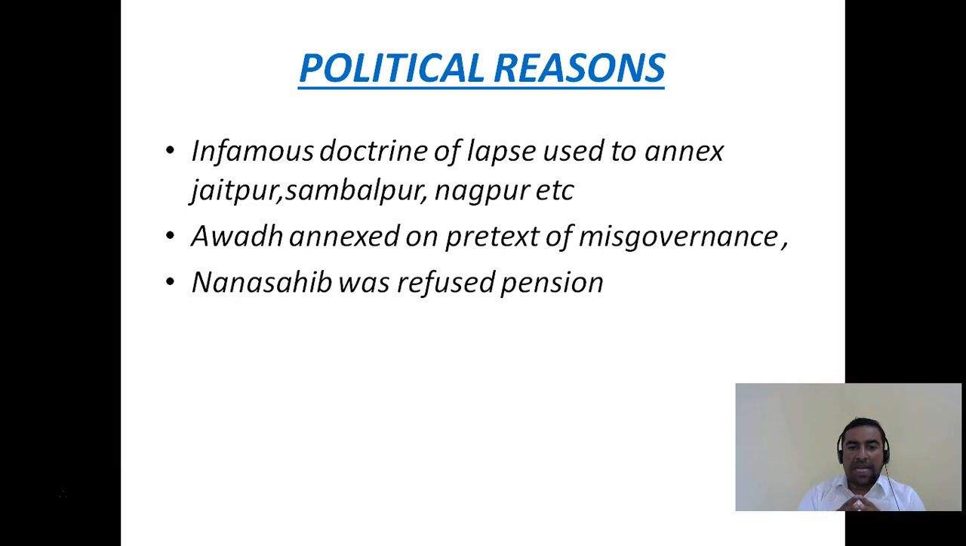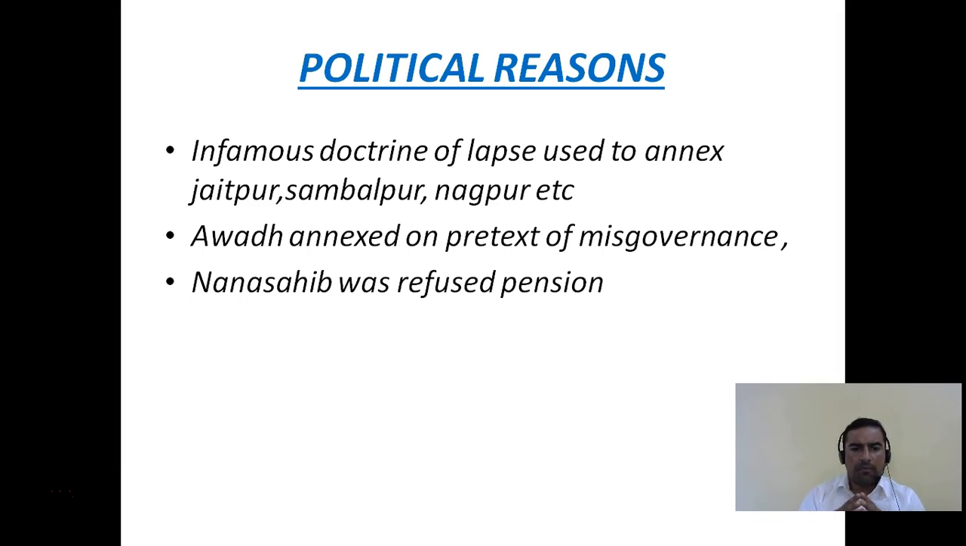And Awadh was annexed on the pretext of misgovernance. I mean, when they couldn't fit it into the doctrine of lapse, they came up with something else. Okay, there's misgovernance, so we will annex Awadh. What was important in this case was that most of the soldiers who were serving in the East India Company belonged to Awadh, and their families were from the families of farmers. When their families are not happy, their families are suffering, how can soldiers be happy?